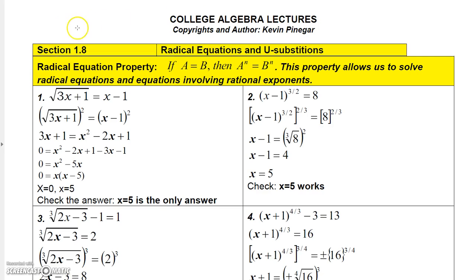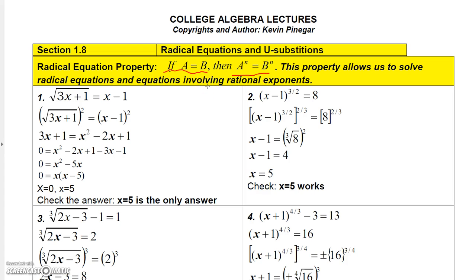Okay, let's start section 1.8, and we're going to look at some other types of equations that we can learn to solve. To solve radical equations, we need to use a little property that says if two items are equal to one another, then they're still going to be equal if we raise them to identical powers. So if a equals b, then a to the n must equal b to the n.